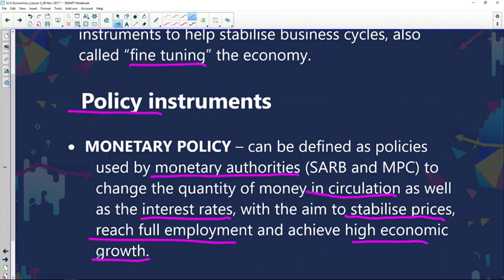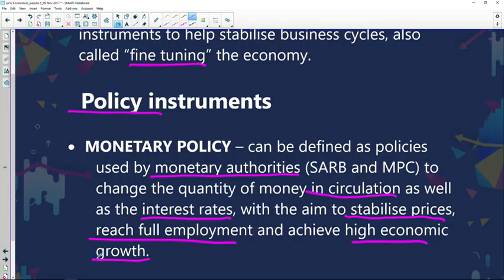And we know that they do influence the interest rate because of the repo rate that they charge the commercial banks. If they increase the repo rate, then the commercial banks will also increase the interest rates. And they're doing this in order to try and stabilize the prices, but also they want to reach full employment and achieve high economic growth, okay?